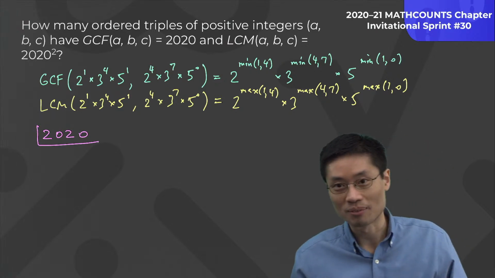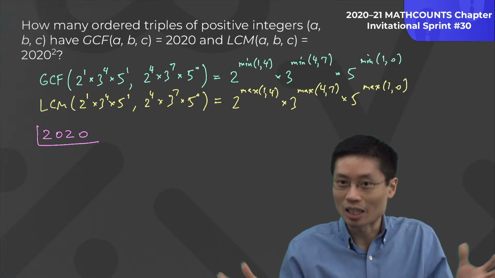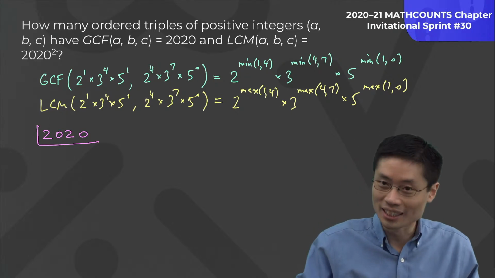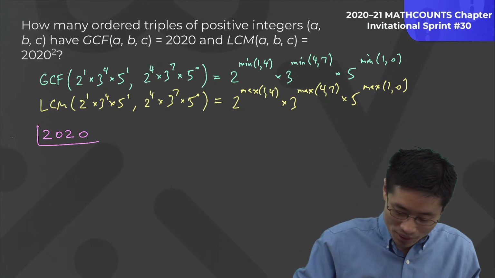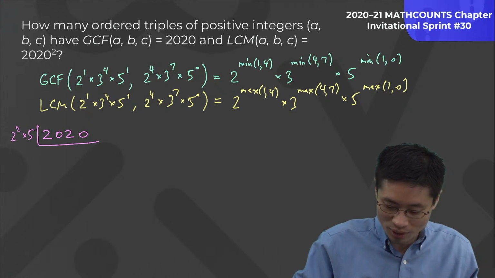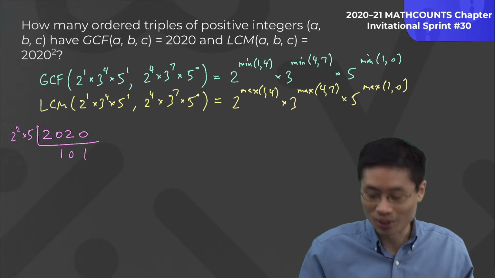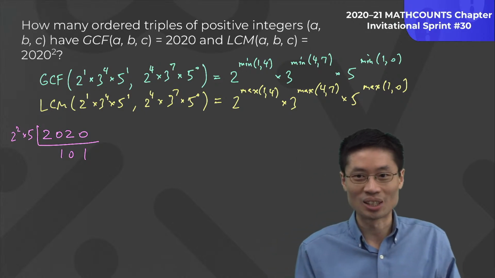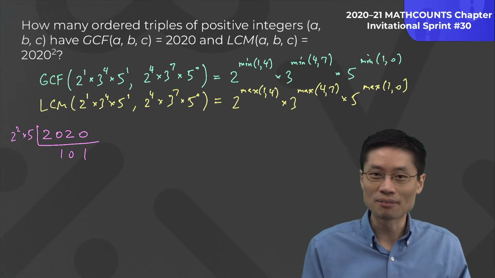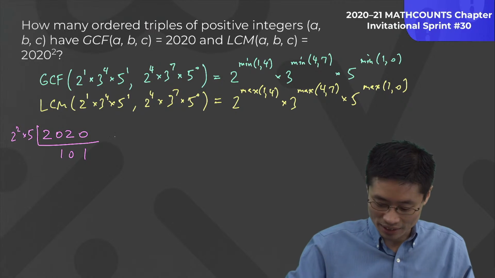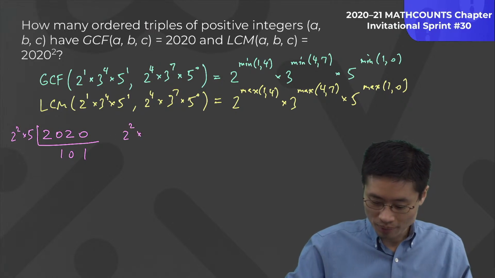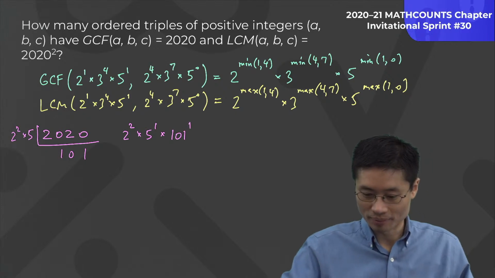I'll show you how I prime factorize fast. Let's take out 20. 20 happens to be 2 squared times 5, that's 4 times 5. And that leaves 101. Oh, that's the end of my prime factorization. 101 is prime. So the prime factorization of 2020 is 2 to the 2 times 5 to the 1 times 101 to the power 1.